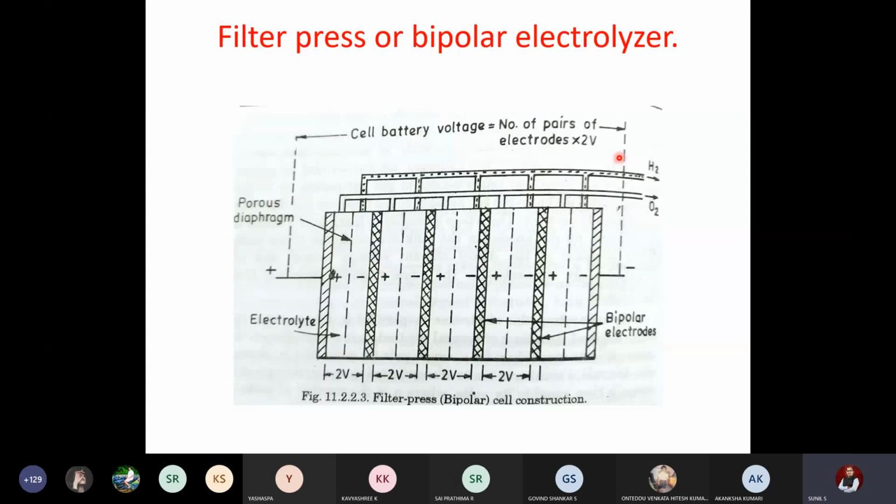Next, the second type is the bipolar electrolyzer or filter press electrolyzer. Please take down the sketch. There is a small difference here. That's all in the construction, whereas the principle of operation remains the same.